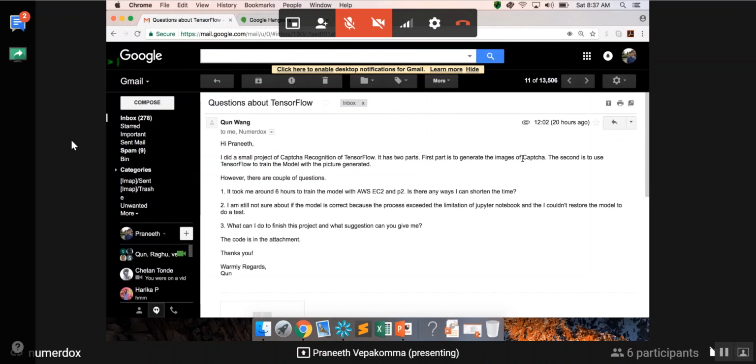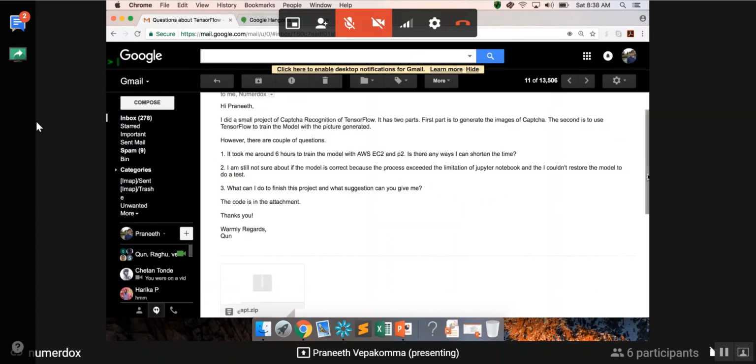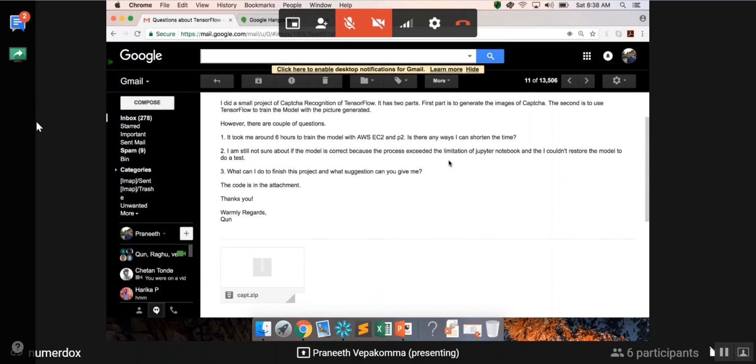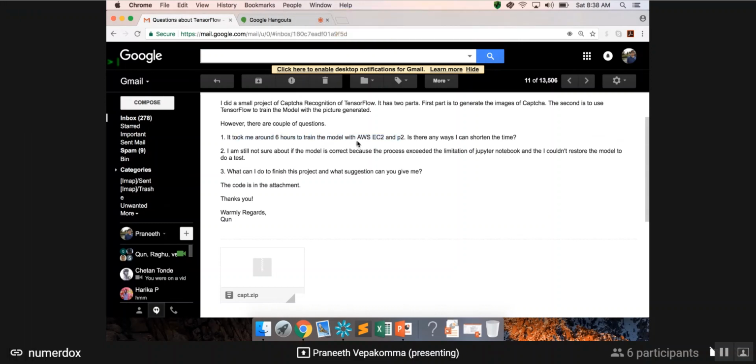So captcha is basically image-based recognition, right? So he says first part is to generate images, second part is to use TensorFlow to train the model. TensorFlow is, by the way, very popular for deep learning. Now let's see. He says it took him very long, and he seemed to have run it on AWS instance, EC2 cluster. Is there any way I can shorten the time?